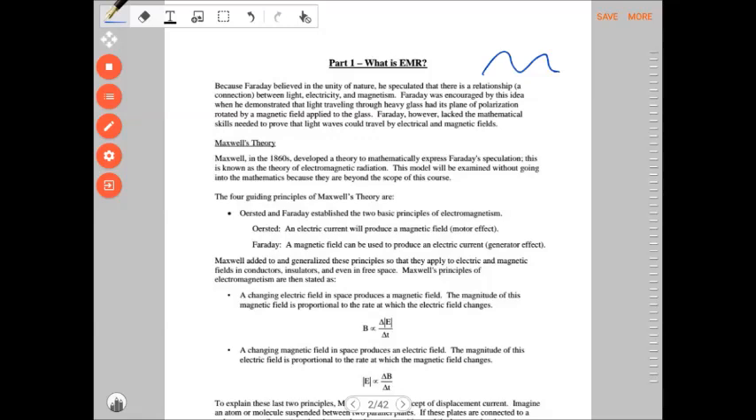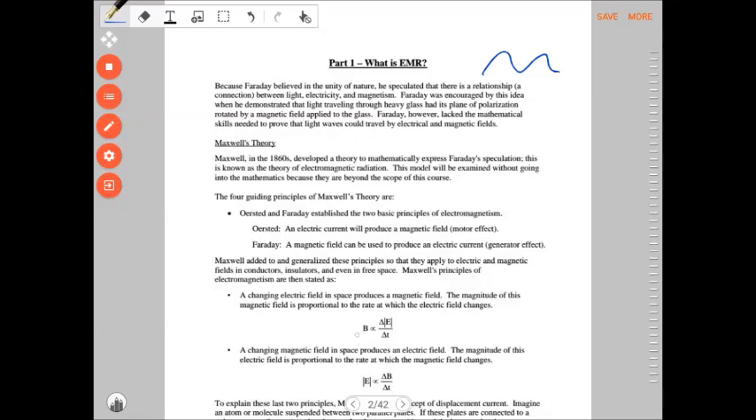So Maxwell added to and generalized these principles so that they apply to electric and magnetic fields in conductors, insulators, and even in free space. Maxwell's principles of electromagnetism are then stated as: a changing electric field in space produces a magnetic field. The magnitude of this magnetic field is proportional to the rate at which the electric field changes.